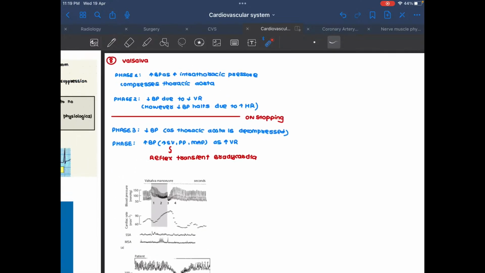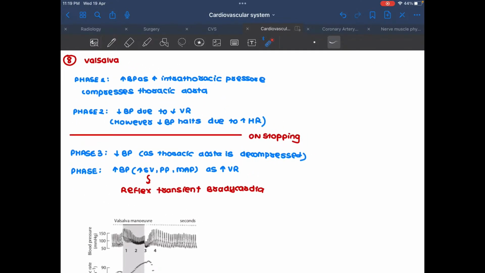Okay? And what about your Valsalva? How is Valsalva going to affect our blood pressure? In the first phase, whenever I perform Valsalva, first my blood pressure is going to increase. Why? Because I'm going to have an increase in the intrathoracic pressure that's going to compress the thoracic aorta, that's going to generate more blood pressure. That's one. In phase 2, because I'm performing Valsalva, venous return is getting hampered, I'm going to see a decrease in the blood pressure due to decrease in the venous return.